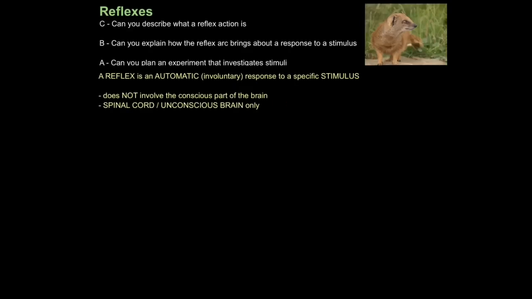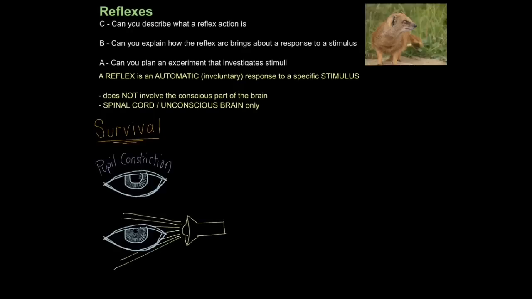But it does involve the central nervous system, specifically the spinal cord and the unconscious part of the brain only, the part which doesn't deal with thought. Well, reflexes exist to increase an organism's chance of survival, but how? Here are a few examples.